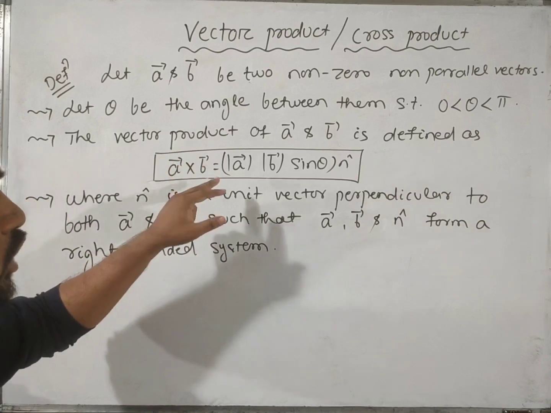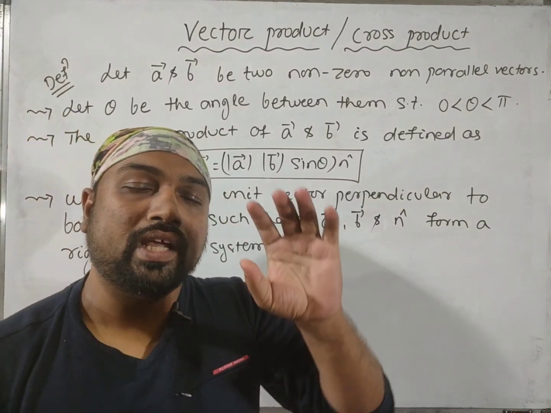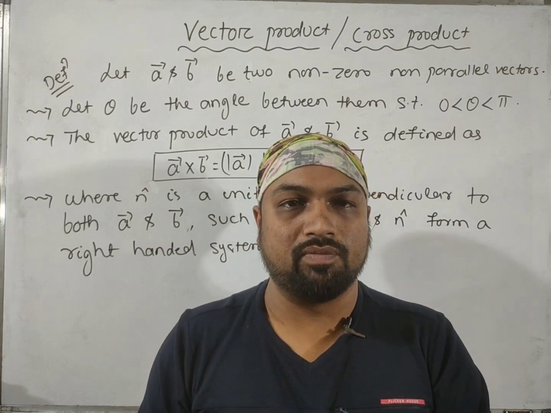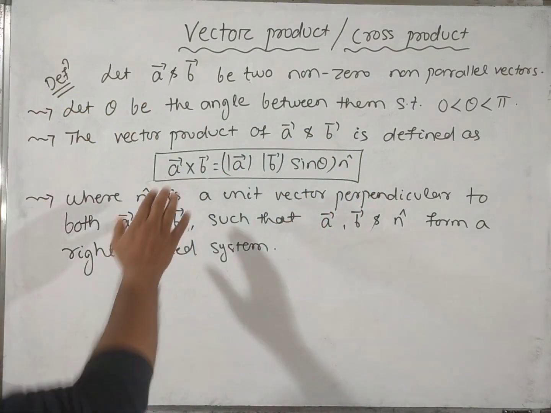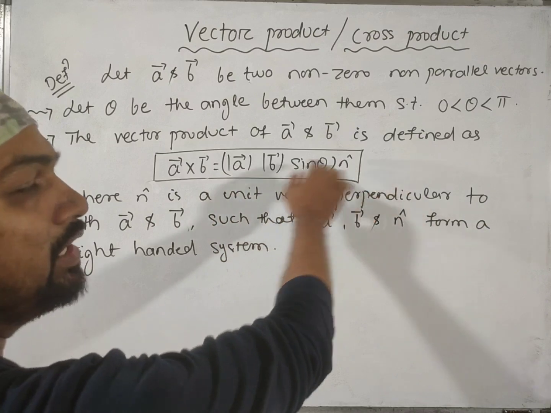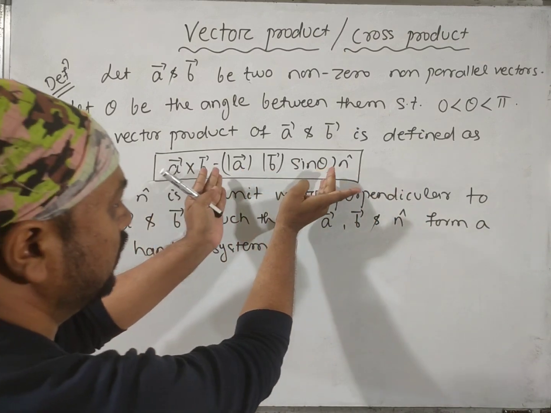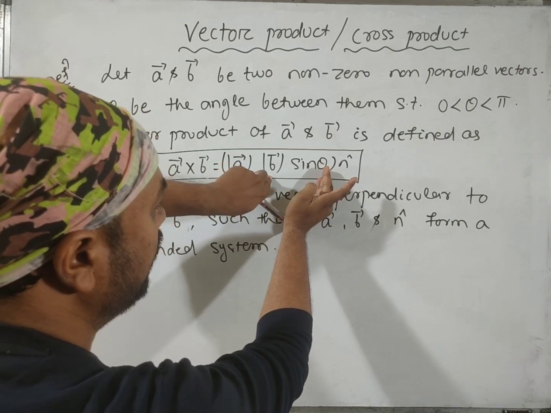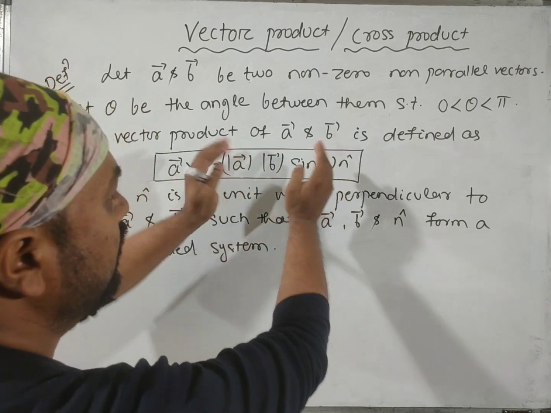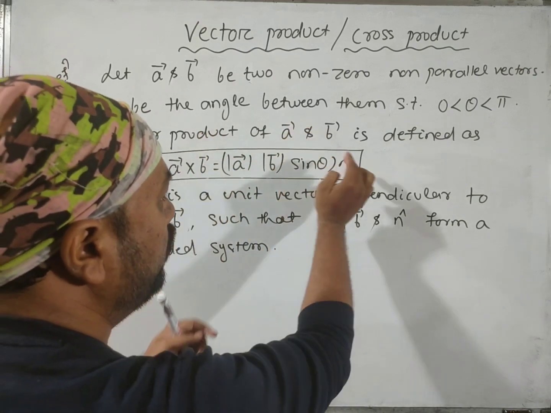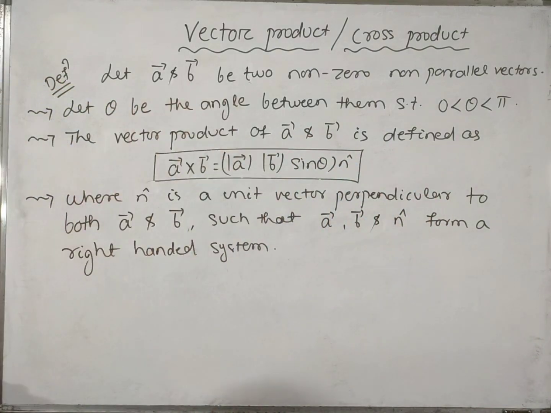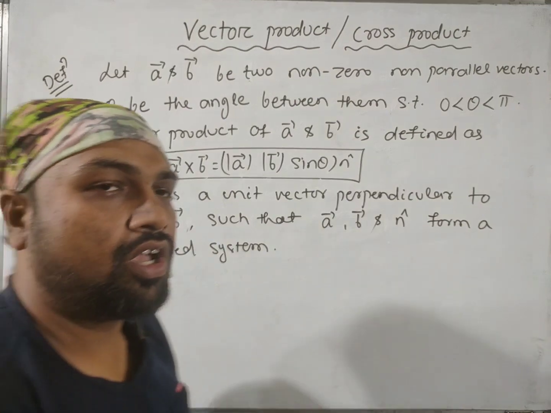So here the result is a vector quantity. In the result of a scalar product, we get a scalar quantity, but in the case of a vector product or cross product, we get a vector quantity, because these terms are scalar. The magnitude of A vector multiplied by the magnitude of B vector multiplied by sin theta is a scalar quantity, but with n cap it becomes a vector quantity. So that is all about the definition of the vector product, or cross product.